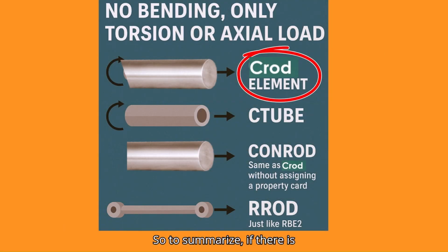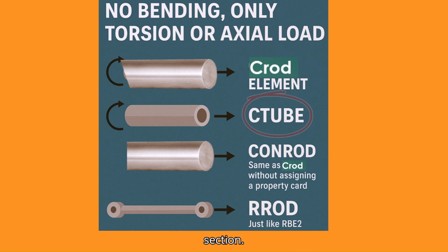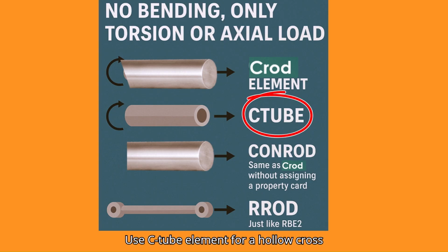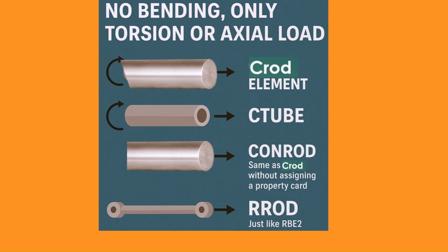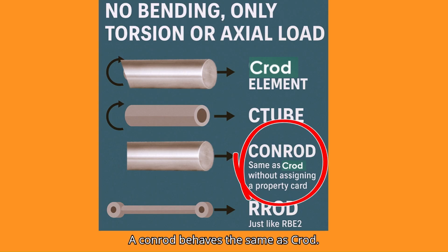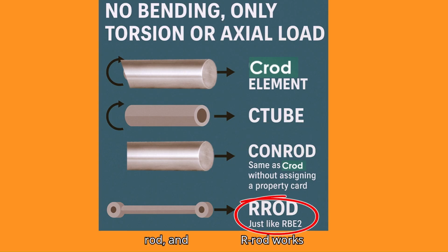So to summarize, if there is no bending and only torsion or axial tension or compression, use the C-rod element for a solid cross section. Use a C-tube element for a hollow cross section. A CONROD behaves the same as a C-rod. If you don't assign a property card, it will give the same result as a C-rod. And RROD works just like an RBE2.